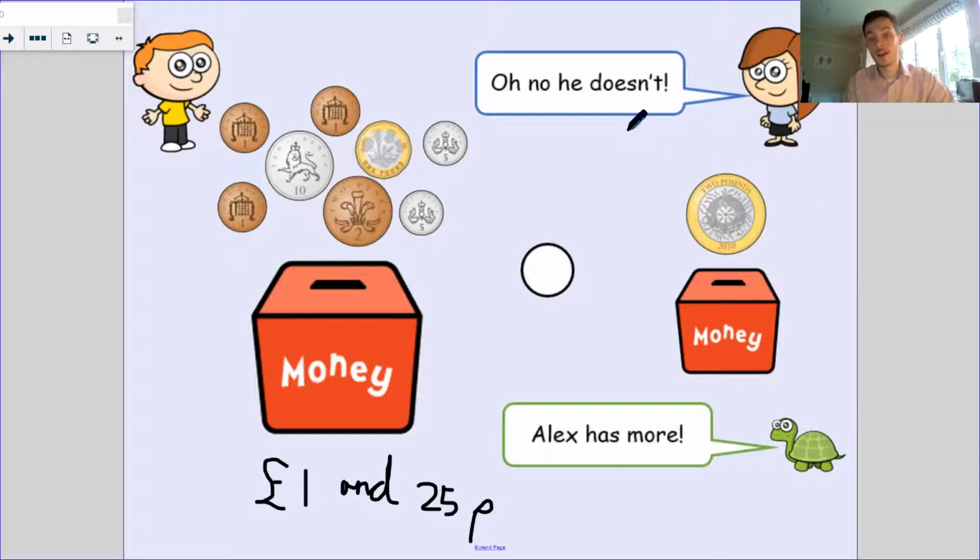You're right. She's got a £2 coin. So which one's more, £1.25 or £2? Which one's more? Which one's the crocodile going to eat? You're right. He's going to eat Jane's money because Jane actually has more, even though she had the smaller money box. Oh, I was tricked. I wonder if you were tricked at home as well.